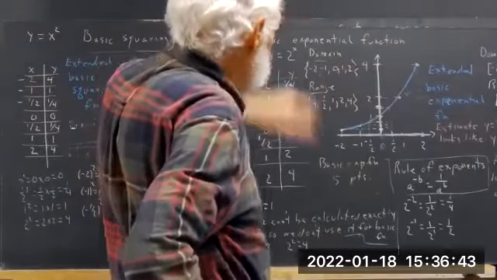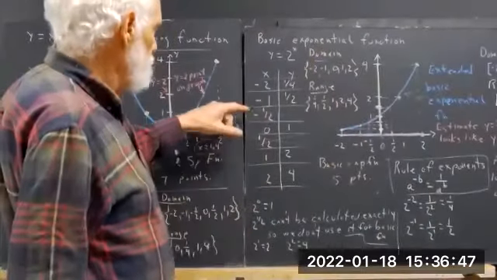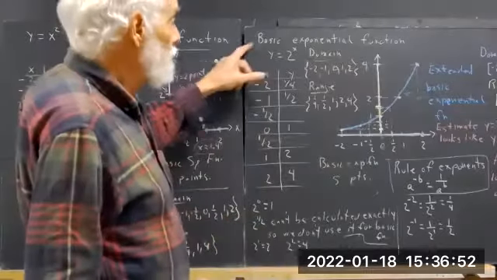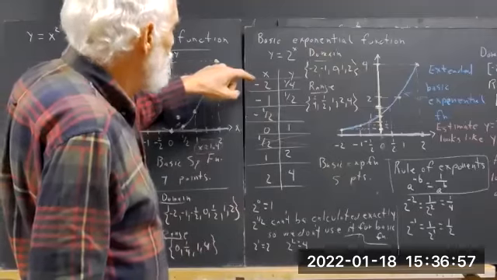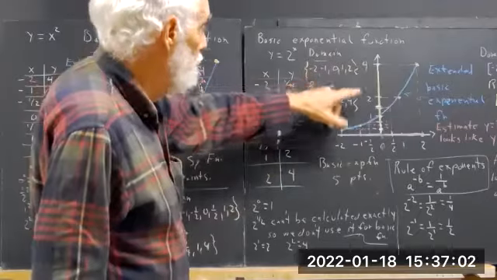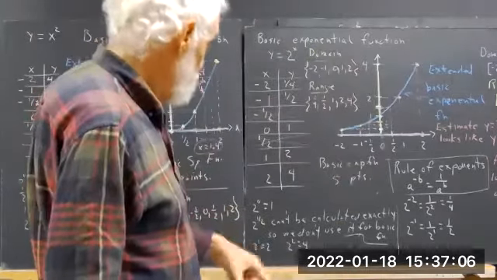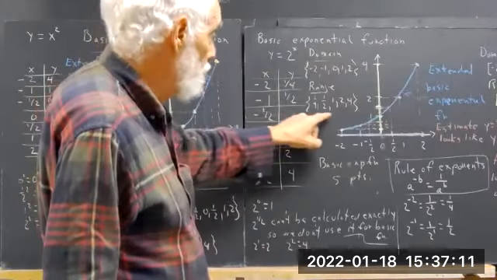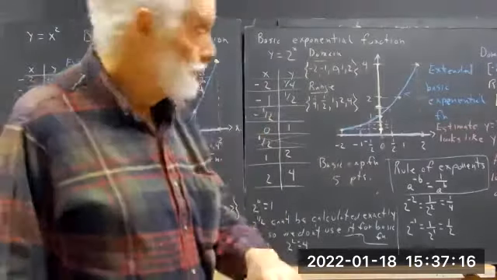The basic exponential function has a domain that doesn't include -1/2 or 1/2, okay? Not for the basic exponential function. It just includes the x values -2, -1, 0, 1, and 2. There they are. That's your domain. Your range is the set of y values that you get, which consists of the numbers 1/4, 1/2, 1, 2, and 4. There they are. There's your domain. There's your range. There's your basic exponential function.